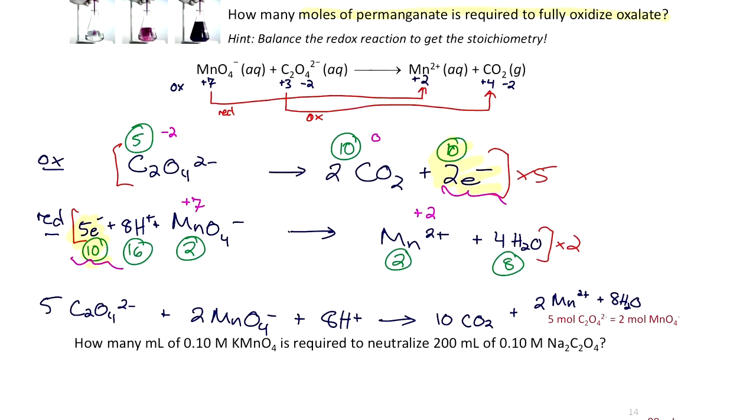And so now we can finally answer the question, how many moles of permanganate do you need to neutralize oxalate? And so it's in the balanced chemical reaction. So basically it's just stoichiometry. For every 5 moles of oxalate, you need 2 moles of permanganate. And so it's no different than any stoichiometry you've done before. But in order to get the 5-to-2 ratio, you had to go through all the steps of balancing half reactions.